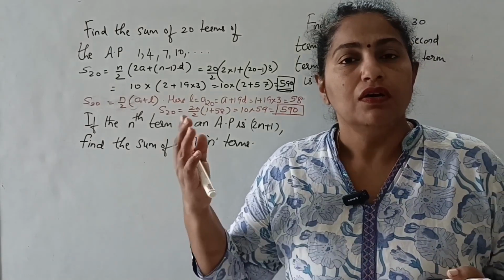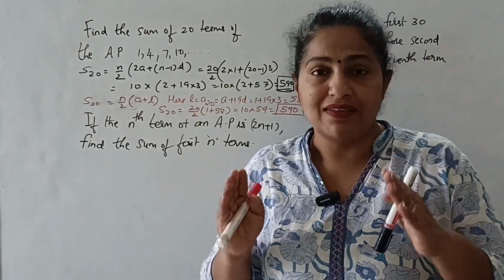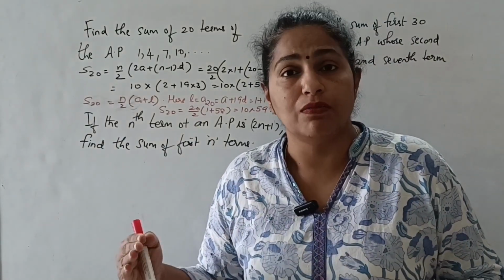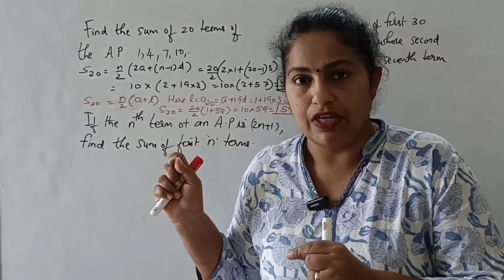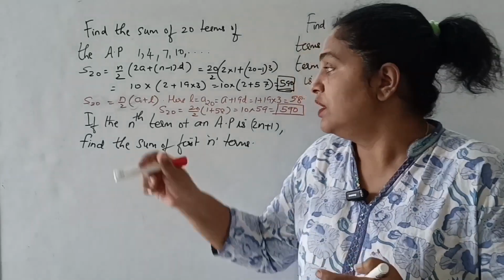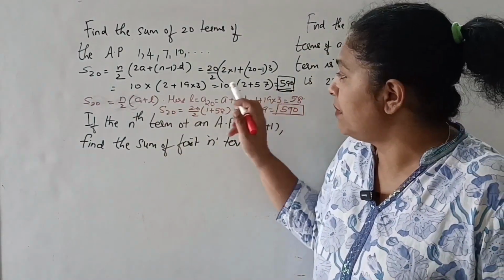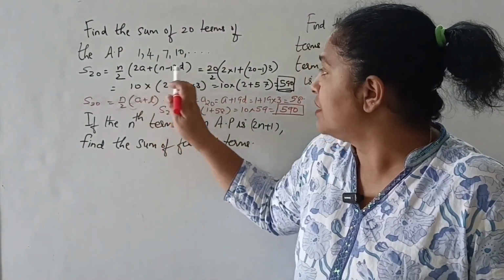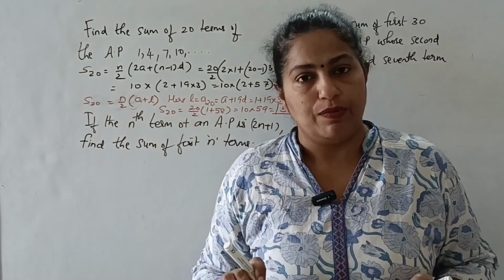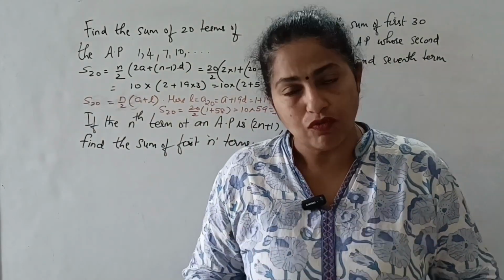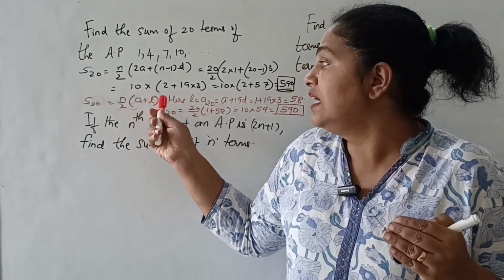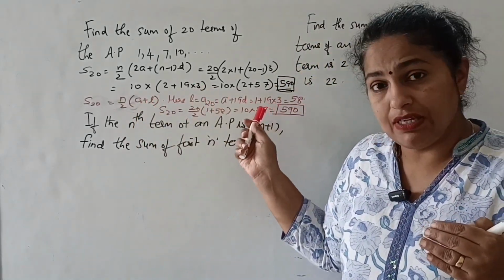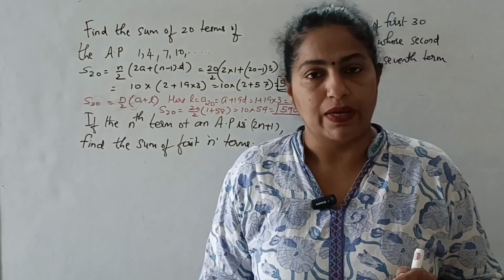Now, it is left to you which method you want to follow. But I suggest that when the last term is not given to you, in this case the 20th term was not given to you, instead of finding the 20th term and applying it in the second formula, you can directly use the first formula. But if you do not want to use the first formula at all, you are very comfortable only with this one, then take the effort to find the 20th term and then apply it on the formula.